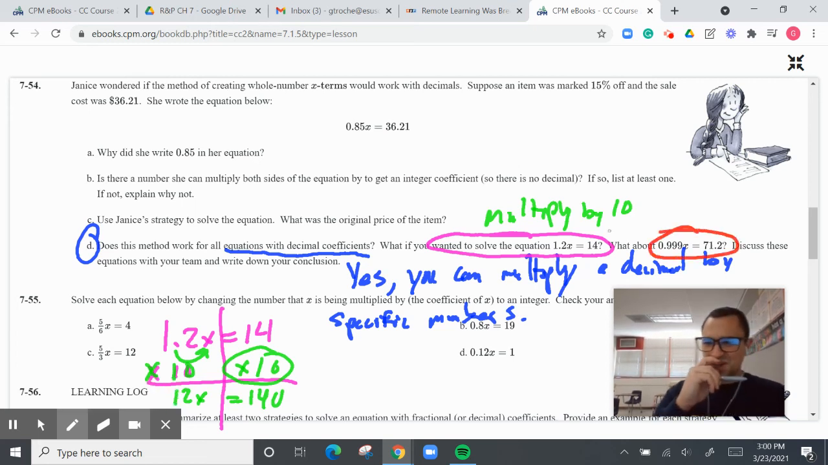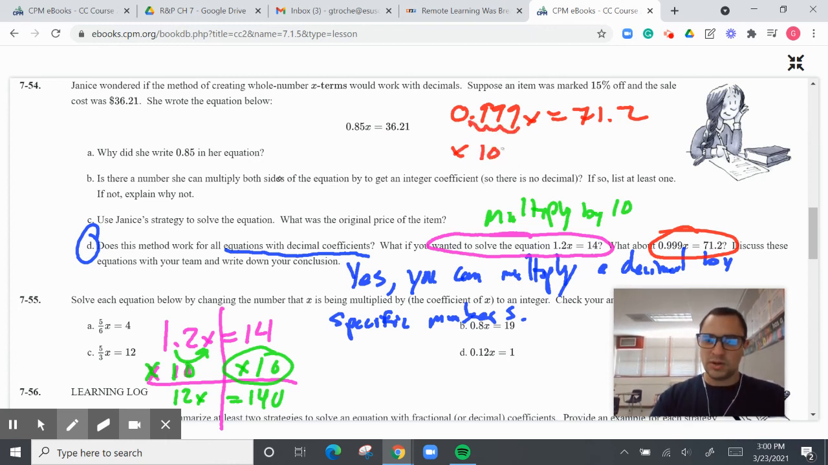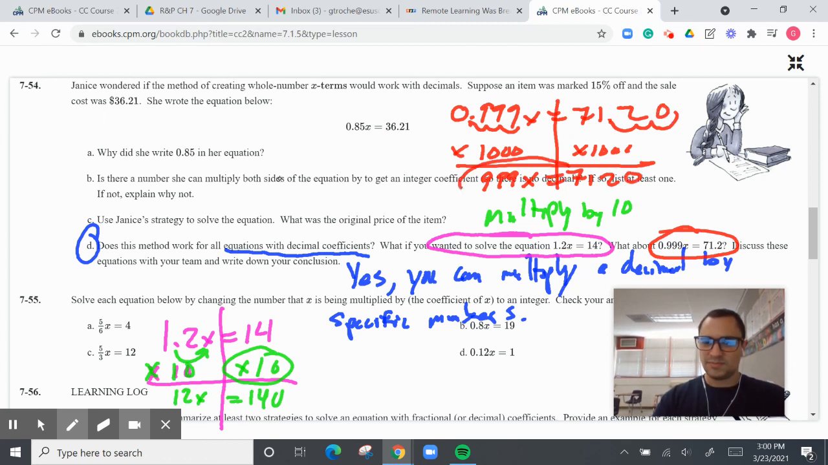What if you wanted to do 0.999x equals 71.2? You multiply by 1, 2, 3 zeros, which is 1,000. So multiplying by 1,000, that's going to equal 999x, and this is going to equal 712. So I'll multiply by 1,000.